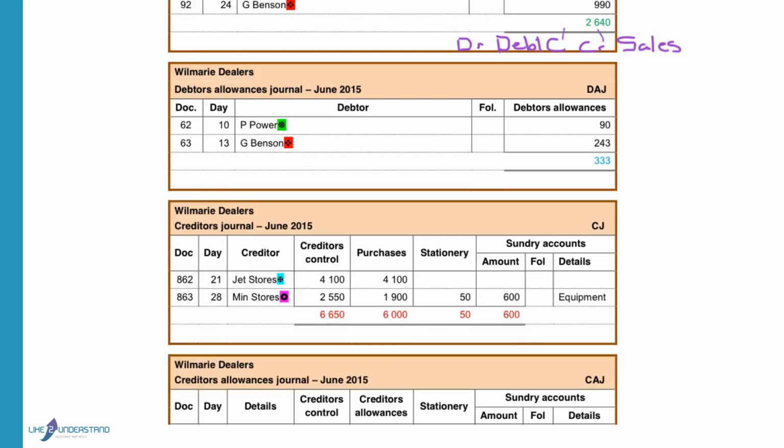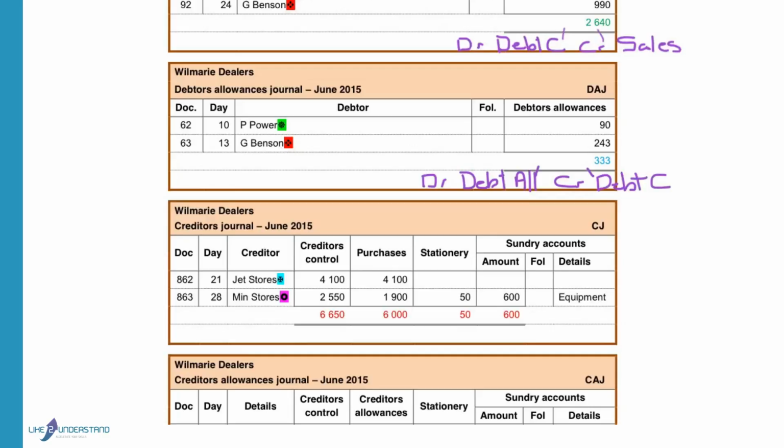In the debtors allowances journal, we will also only have one column for debtors allowances and no column for cost of sales. At the end of the month, we will have to record a double entry again for the 333 and we will debit debtors allowances to reduce the income of the business because now these goods are not sold, and we will credit debtors control.